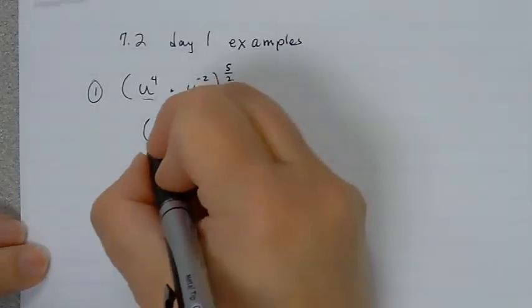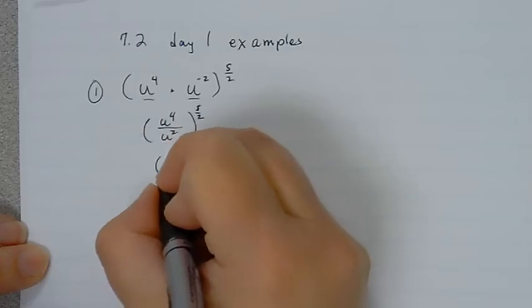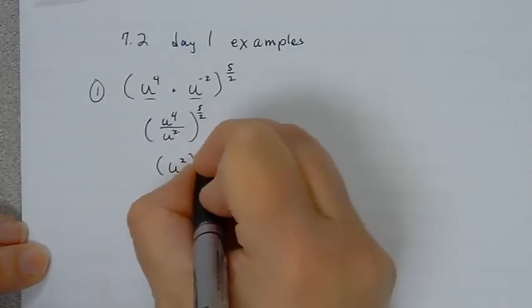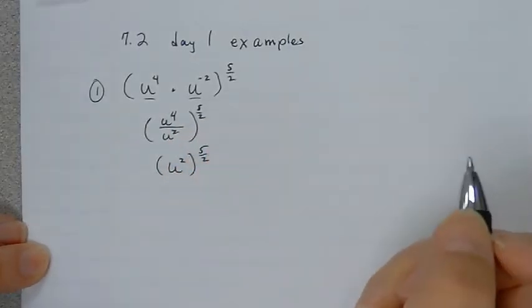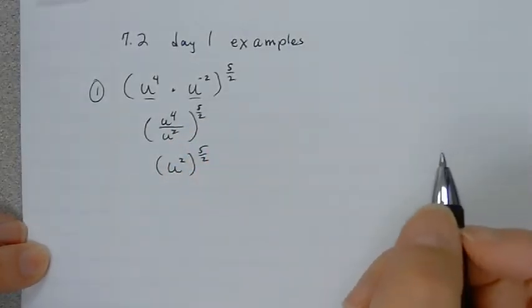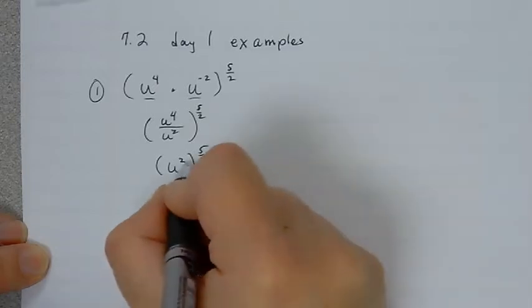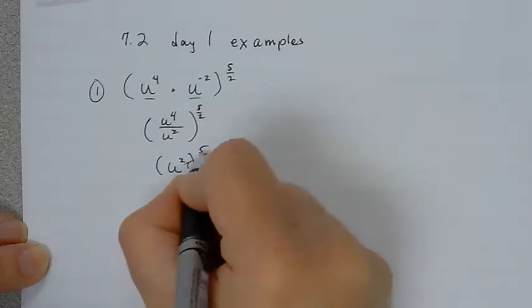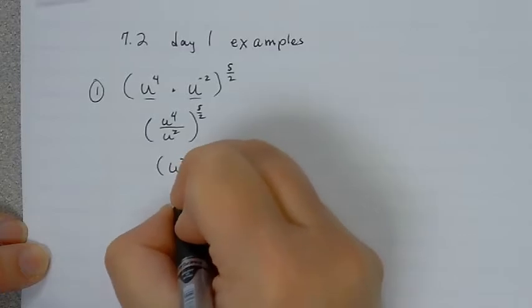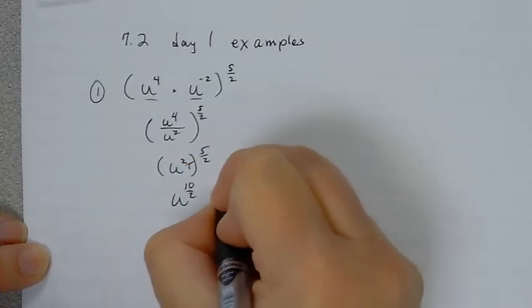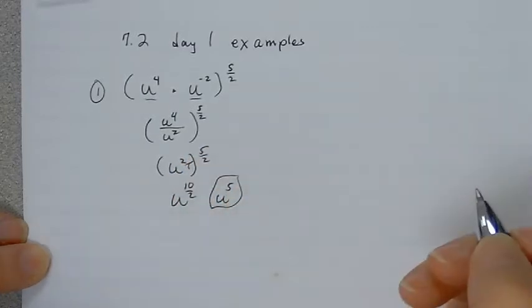Then I would simplify what's inside here. So I would get u squared to the 5/2 power. Now I notice that I have a fraction exponent. I have a power to a power. So the way that you take care of that is by multiplying. And remember, this is over 1. So I have 10 over 2, which is u to the 5th power.